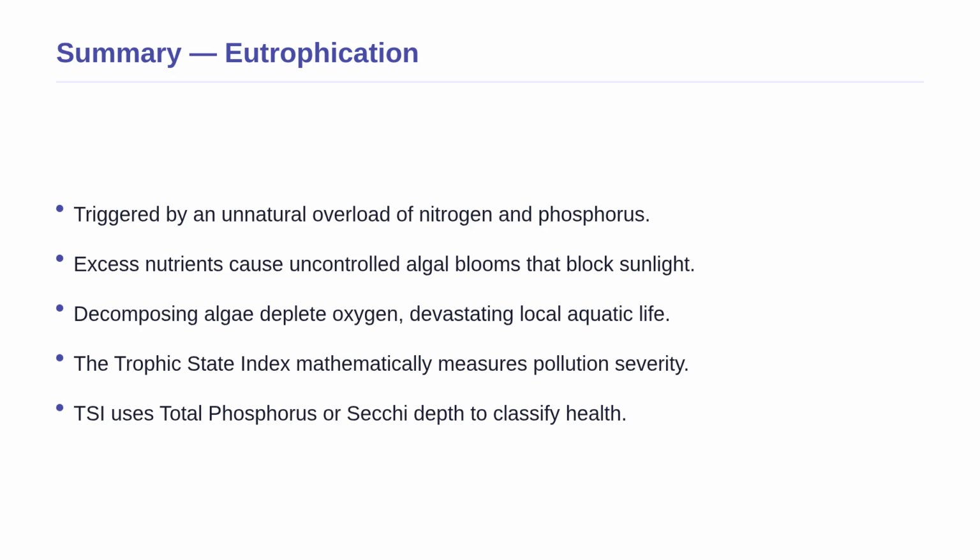Finally, we learned that scientists do not just guess how polluted a lake is. They use mathematical tools like the trophic state index. By measuring total phosphorus or physical water clarity, we can accurately classify the severity of the pollution. Understanding these concepts is your first major step in learning how to protect and conserve our vital aquatic biomes for future generations.